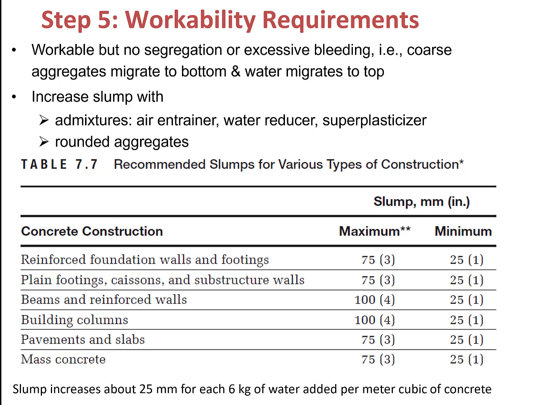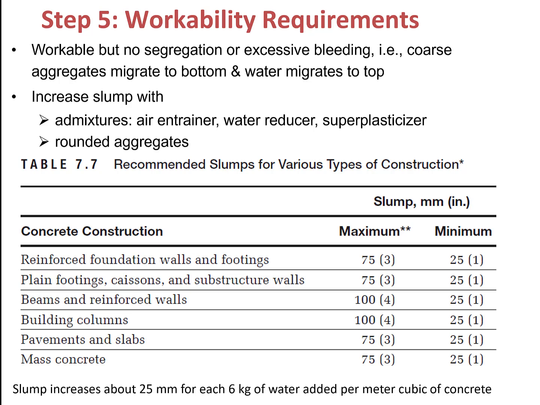You can increase slump by adding admixtures, including air entrainer, water reducer, and super plasticizer. Or you can use rounded aggregates instead of angular aggregates to increase workability. So this table provides recommendations for the slump used in different types of projects. So you can check this table, what's the maximum slump and what's the minimum slump for your project.